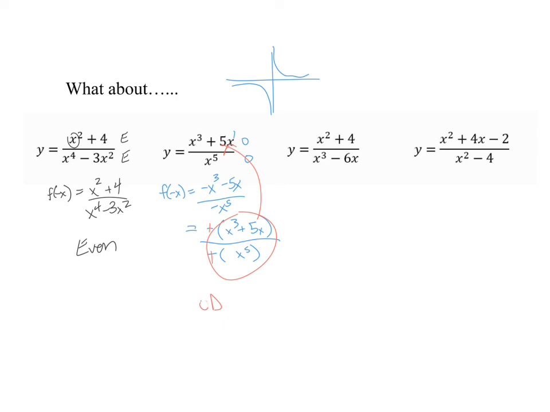This equation is the exact same as the original. So, oops, it's not odd. It ends up being the exact same when we do our horizontal reflection. Therefore, it's even as well. So even over even gives us even, odd over odd gives us even.